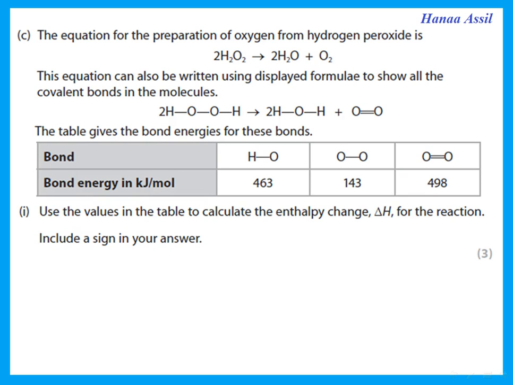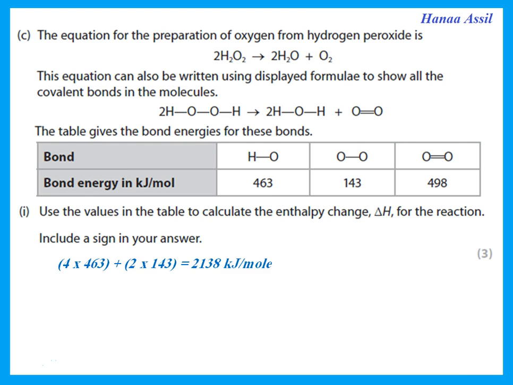Okay. Then he has this question about bond energies. He's saying the equation for preparation of oxygen from hydrogen peroxide is this, and he writes it all out with the bonds, and he's saying use the values to calculate the enthalpy change. So of course we add up all the bond energies, and we said the reactants minus the products will give us delta H. So let us take a look at this.